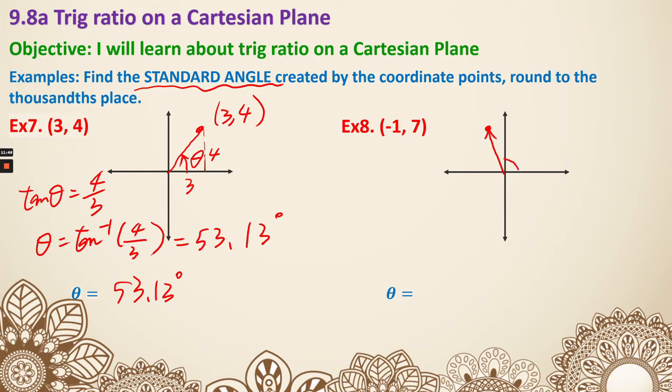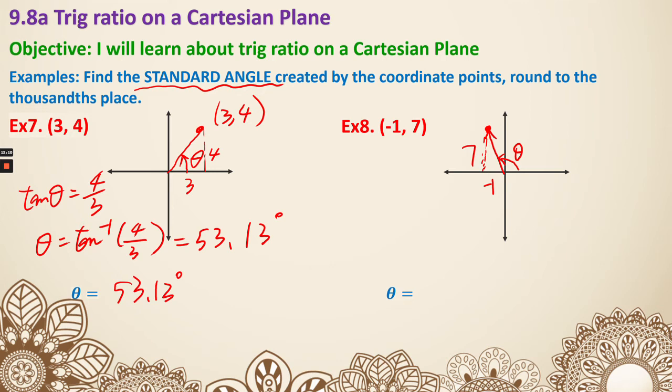Number 8, -1, 7. So this is the angle I actually need, but my triangle is right here. The problem is, whenever we have these trig ratios, the same ratio can actually be represented by many, many angles. So we can't just use the negative numbers and plug them in to find the actual angle.